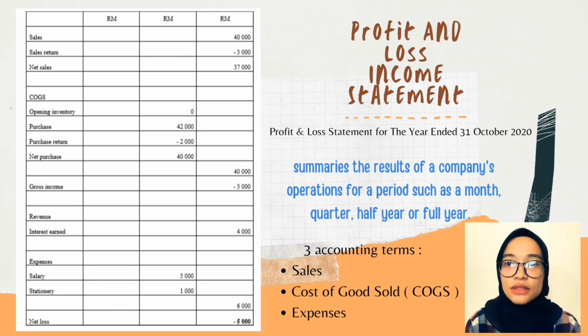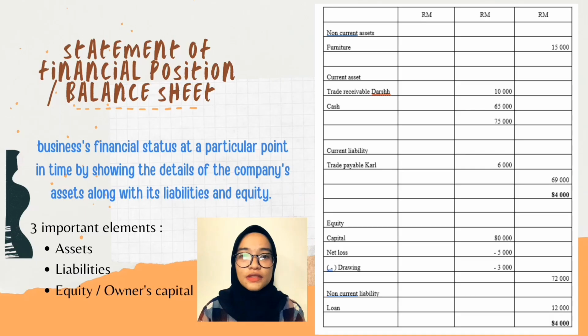So here is a profit and loss statement for the year ended 31 October 2020. This profit and loss statement will only show the amount for the current year only and will not be accumulated or carried over to the next year.